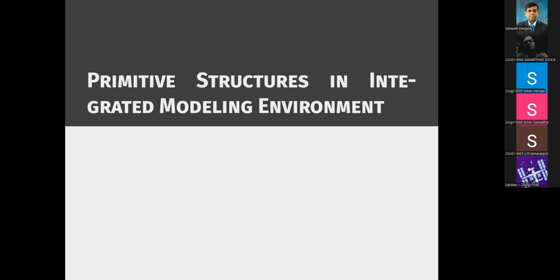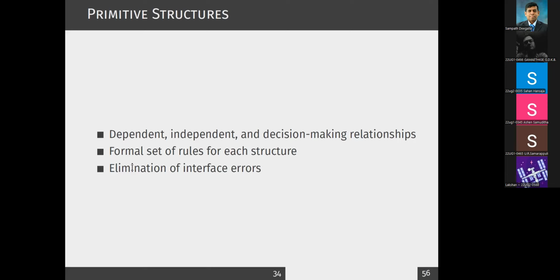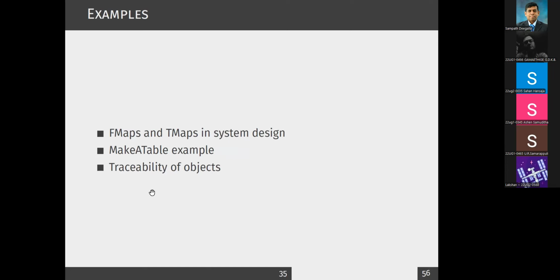Right. Let's look at some primitive structures in this DBTF technology. For primitive structures, usually we talk about dependent and independent, and then we have decision-making relationships. And usually you have a formal set of rules for each structure. And as I discussed earlier, the idea is we need to eliminate any interface errors. So let's look at some examples.